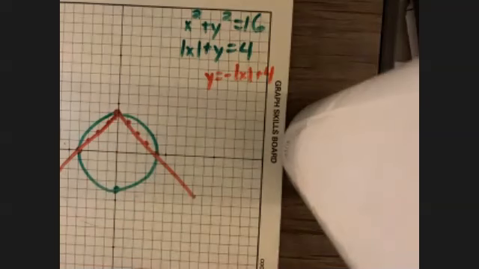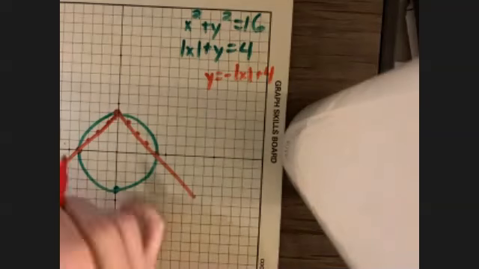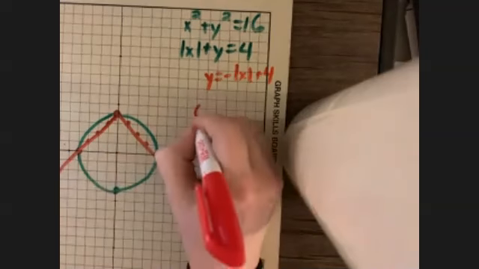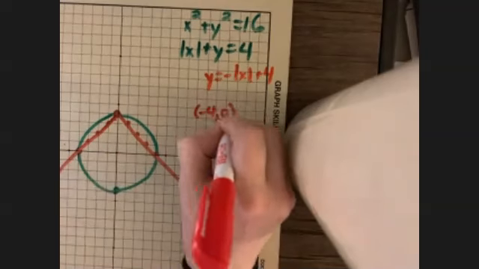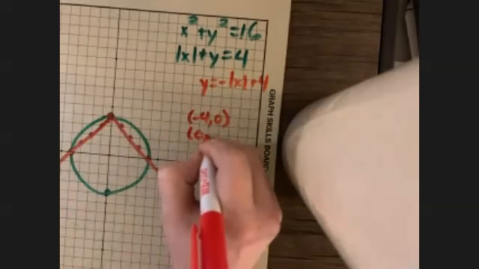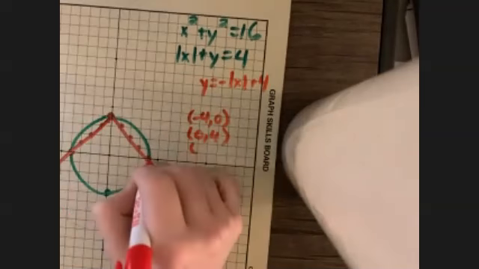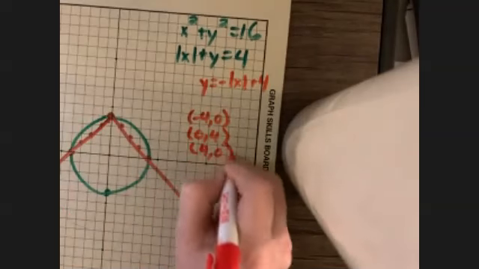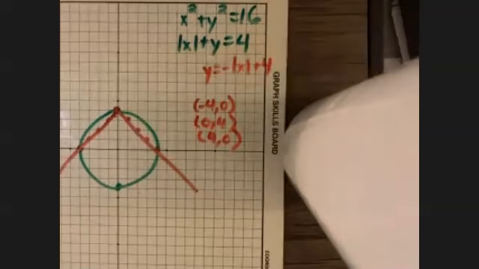Okay. So this one actually has 3 solutions. It's going to have this one over here at negative 4, 0. It's going to have this one up at the top at 0, 4. And it's going to have this one over here at 4, 0. Okay.